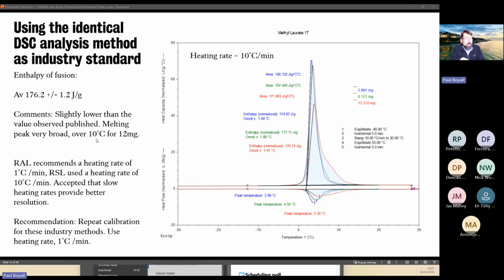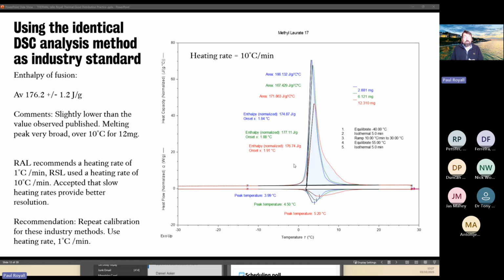We did some just initial DSC. We didn't recalibrate for the different heating rates. It was just to have a look at what's going on. And this is the melting point of our methyl laurate. And we're using a recommended standard procedure here. And as you can see, as we start to reduce the mass, the size of the peaks go down. And there's not too much change on the onset here.